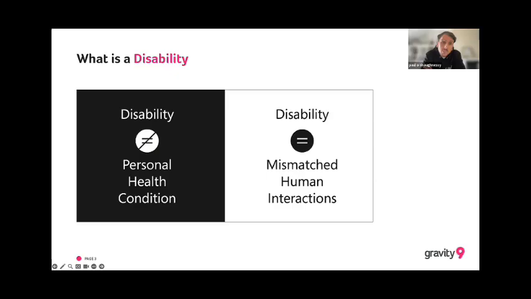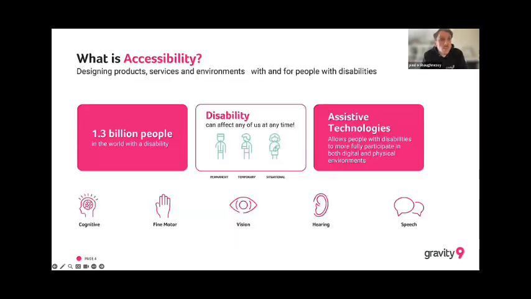So a disability is a mismatched interaction. For instance, someone in a wheelchair cannot enter a building if there's no wheelchair access, just like someone who is blind cannot participate in a website if there's no screen reader access. Both are mismatched interactions, both environments are disabling the individual. There is a way that each person with a disability can access digital content. It just takes a little bit of thinking beforehand for them to experience the content the same way that everyone else does.